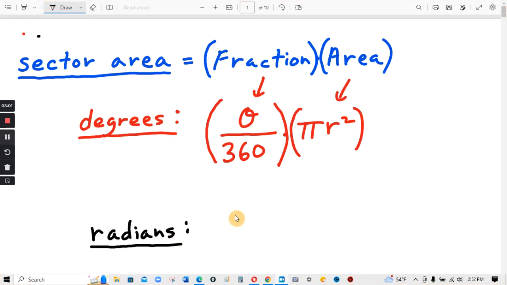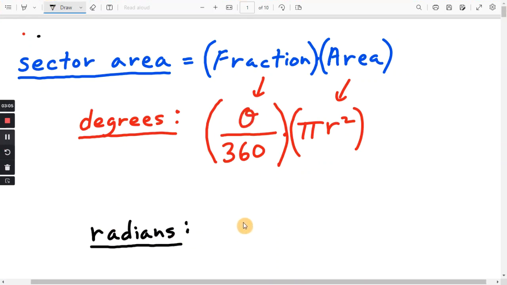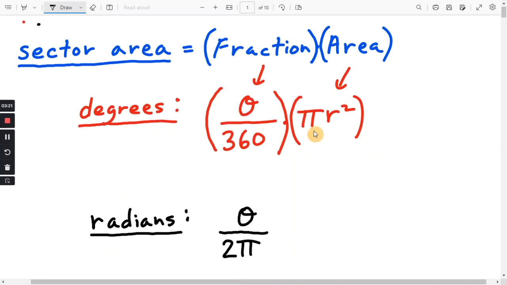Now, if the central angle is in radians, you still have the same numerator. The numerator is still theta, but instead of dividing by 360, you're going to be dividing by 2 times pi. 360 degrees equals 2 pi radians. That's the angle measurement of once around the circle. And that gets multiplied by the area once again, so that's going to be pi times r squared.